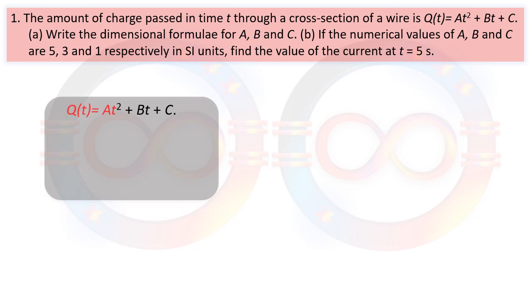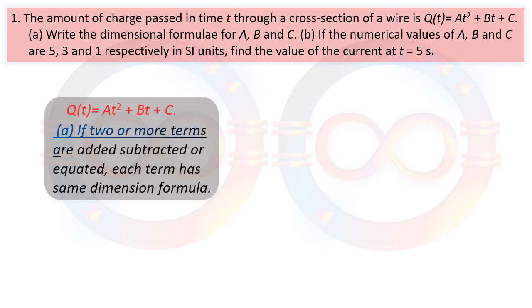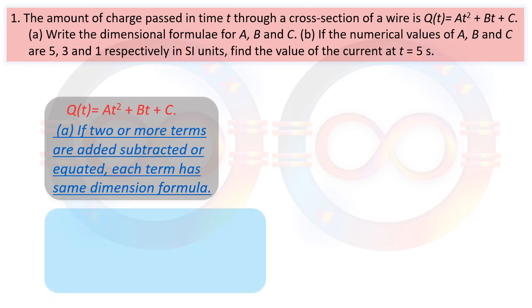We know that here charge is depending upon time. Charge is a function of time, and we know that whenever two or more terms are added, subtracted or equated, each and every term would be having the same dimensional formula. That is the characteristic of dimension. So if we take Q, the dimensional formula of Q must be equal to the dimensional formula of AT square, and Q is nothing but charge.